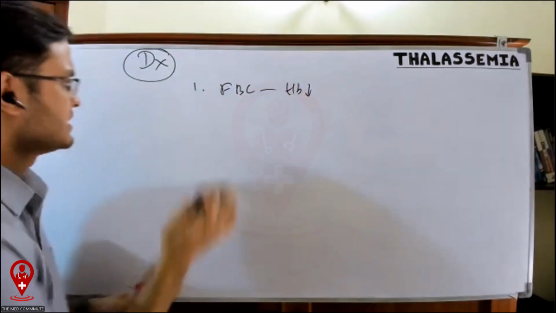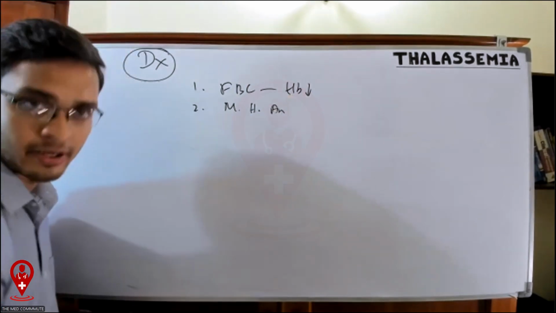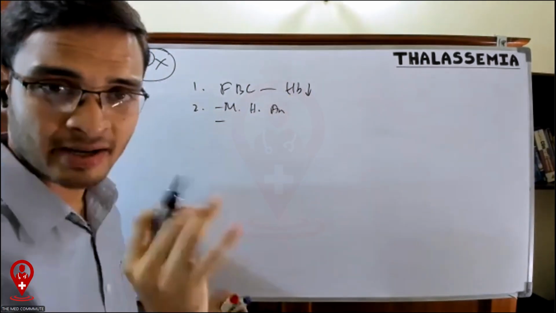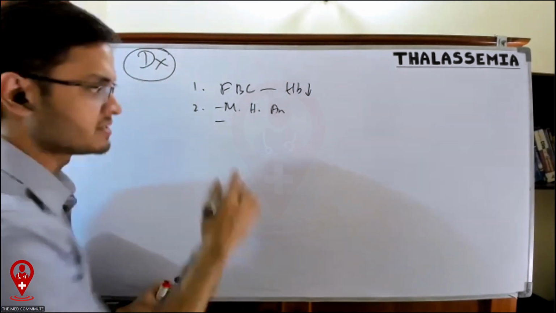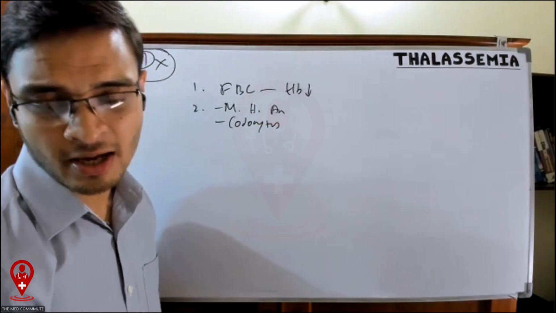We take a blood picture. What are we going to see? Microcytic hypochromic anemia, right? And what can we see in the majors characteristically? In beta thalassemia major, characteristically, podocytes, right? Podocytes, or target cells, what we call target cells, right?